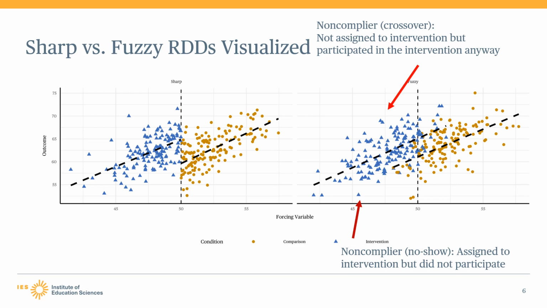But in the graph on the right, we can see that there are some blue triangles to the right of the dotted line and some red circles to the left. This means that there are non-compliers, both no-shows and crossovers. There is still a difference in the dotted lines at the cutoff though, demonstrating a positive effect of the intervention.